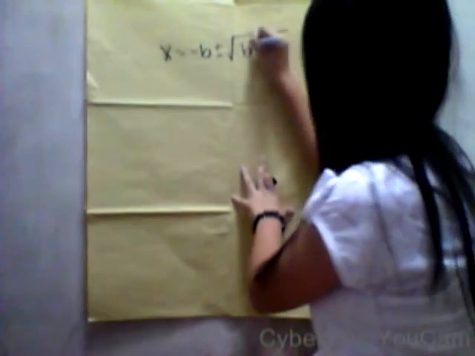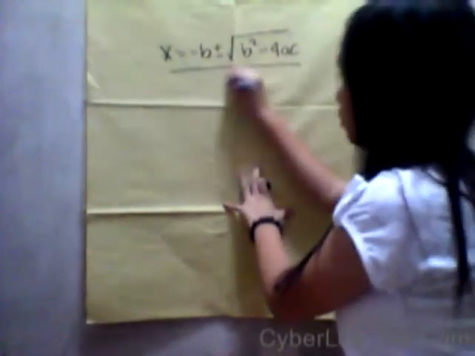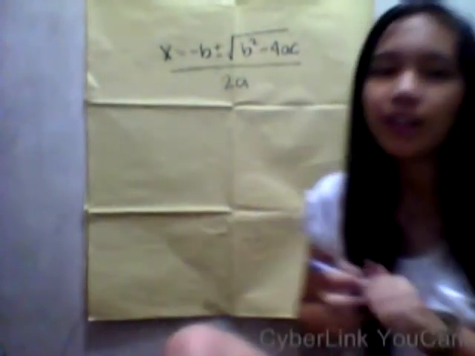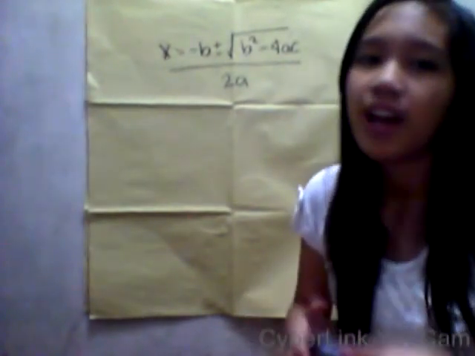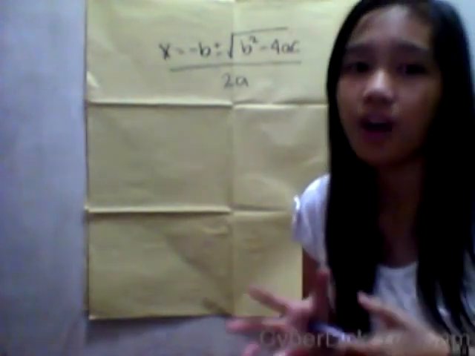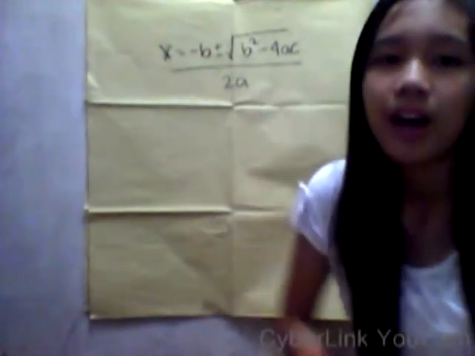Thus, the roots of a quadratic function are given by x is equal to negative b plus or minus the square root of b squared minus 4ac over 2a. This formula is called the quadratic formula, and its derivation is included so that you can see where it comes from. We call the term b squared minus 4ac the discriminant.